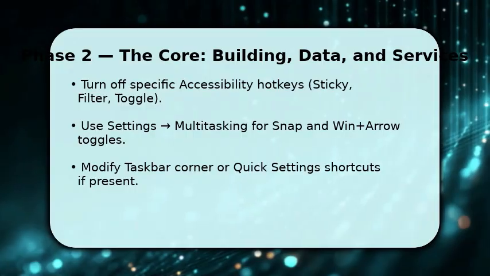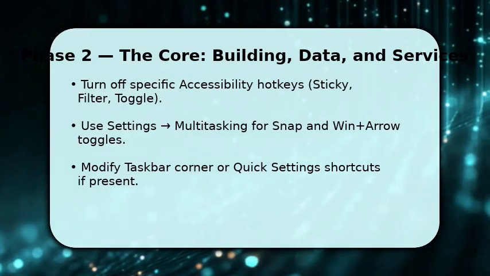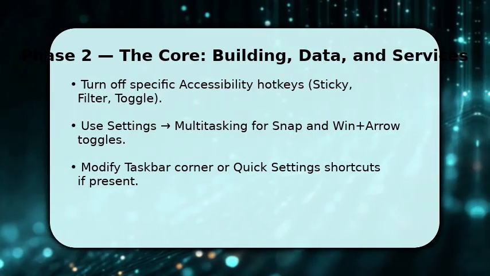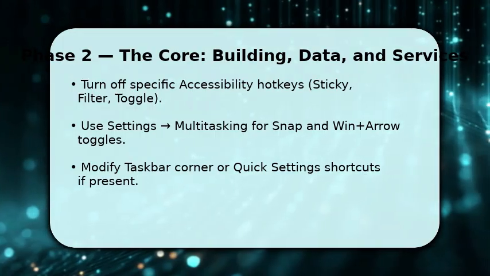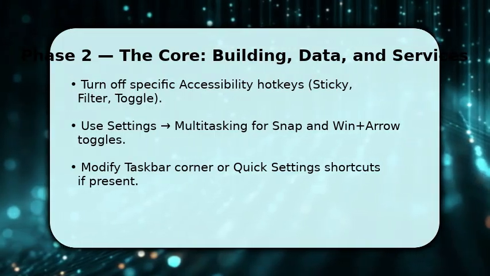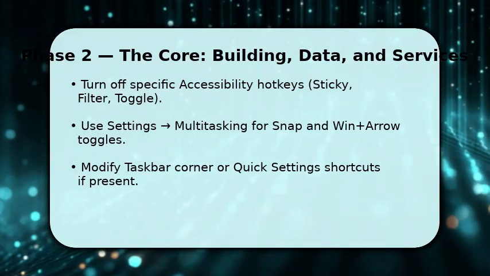Next, target built-in shortcut sources. Accessibility controls sticky, filter, and toggle keys, which often cause accidental key combos. Turn them off. Then open Settings, System, Multitasking to disable snap assist behaviors and Win plus arrow effects if those are the problem.